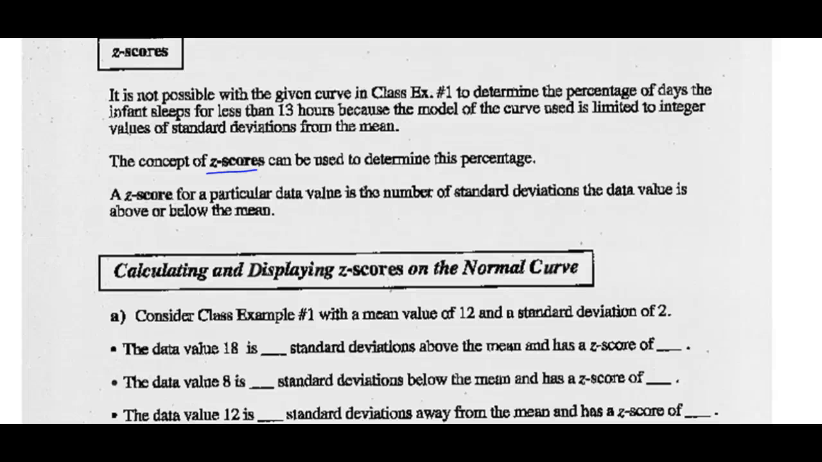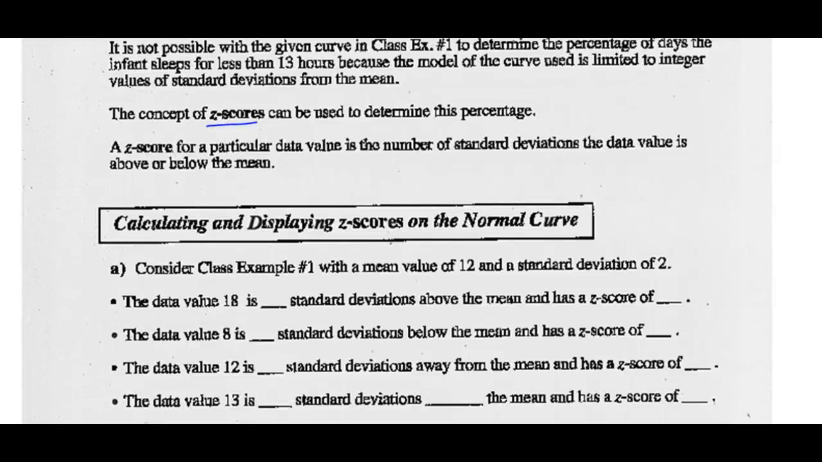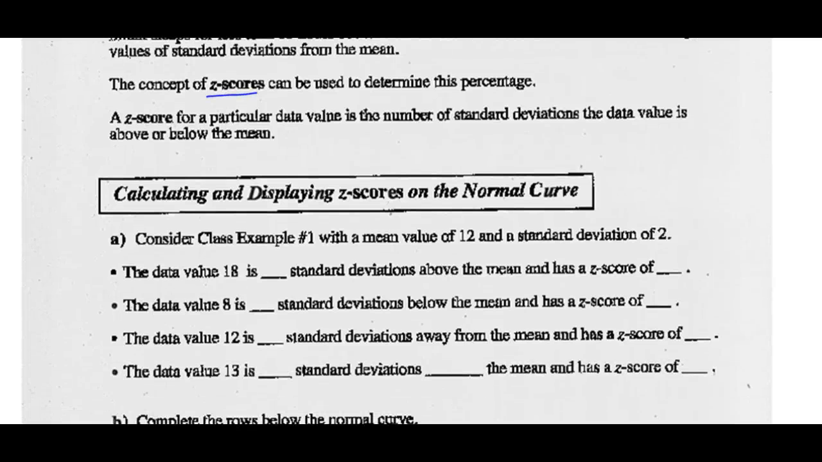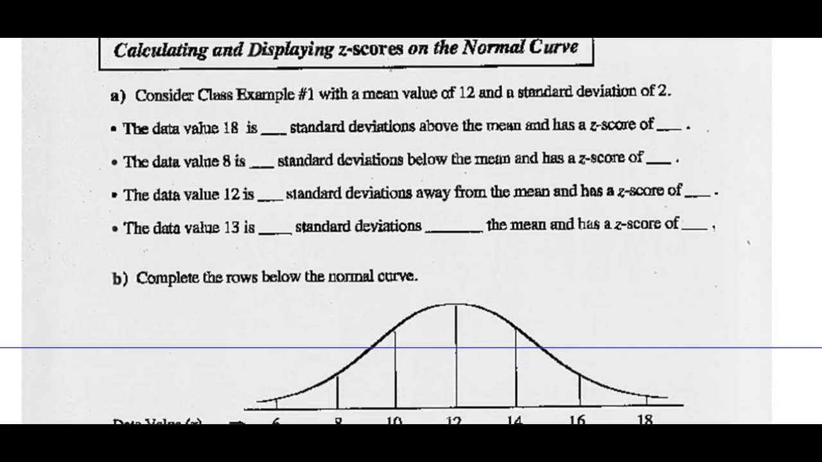A z-score for a particular data value is the number of standard deviations the data value is above or below the mean. That's the definition of a z-score. Highlight that, underline that. It is the number of standard deviations the data value is above or below the mean. That's a z-score.